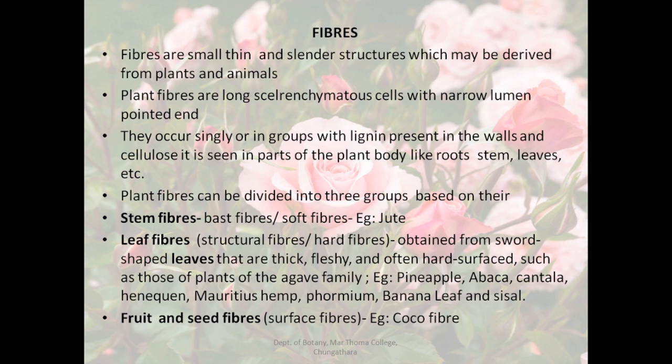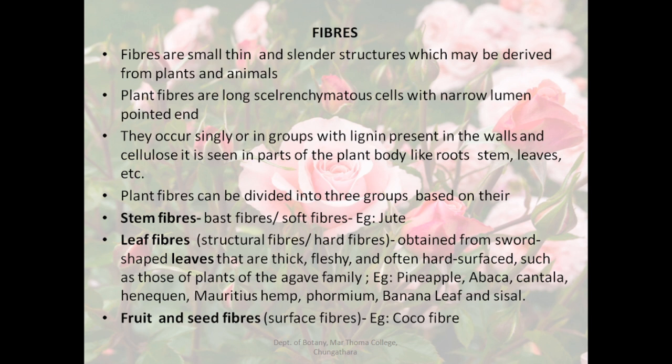Sclerenchymatous cells are mainly providing mechanical support to soft tissues. So soft parts of the plant are provided with sclerenchymatous cells so that they are made very strong. These occur singly or in groups, and mainly lignin deposits are present on the walls along with cellulose, and fibers are seen in all parts of the plants like roots, stem, leaves, etc.